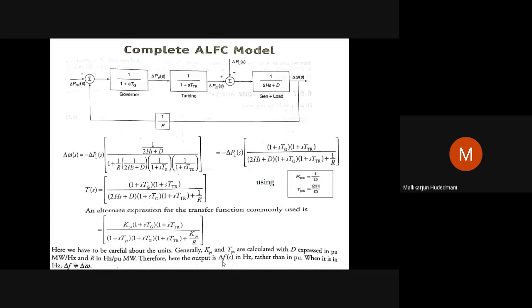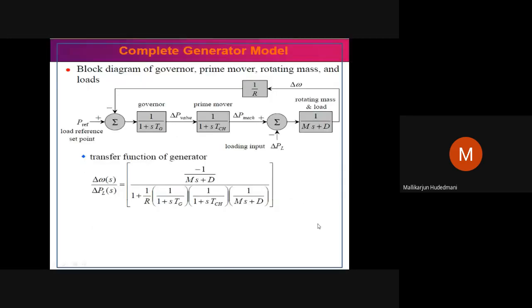So we can see KPS and TPS are calculated with the D expressed in per unit. So why did I take this? There can be a presentation required, the complete ALFC model with the transfer functions. This is required for us to understand how this functions. For this, if I see another simplified view from different books, it is again P reference, governor model, turbine model, and the load model.